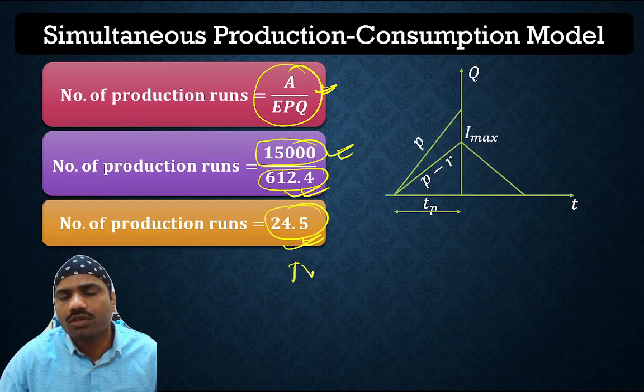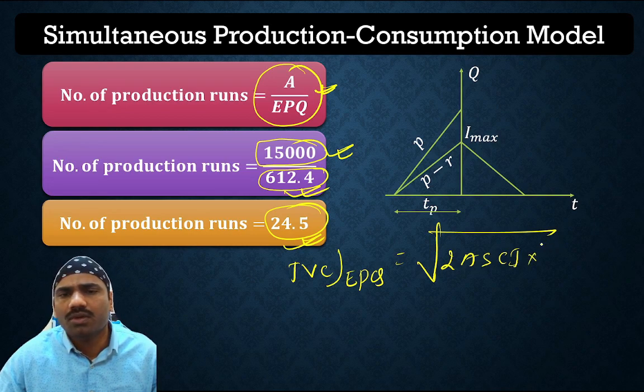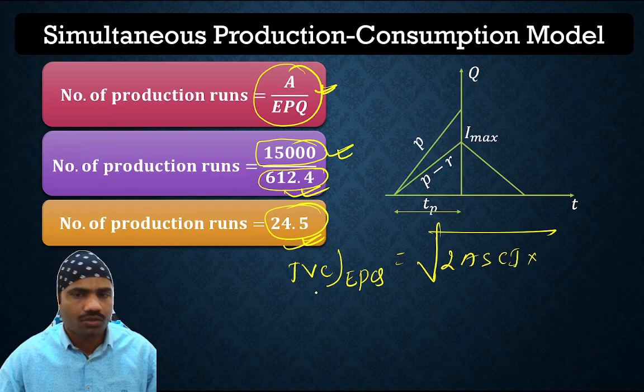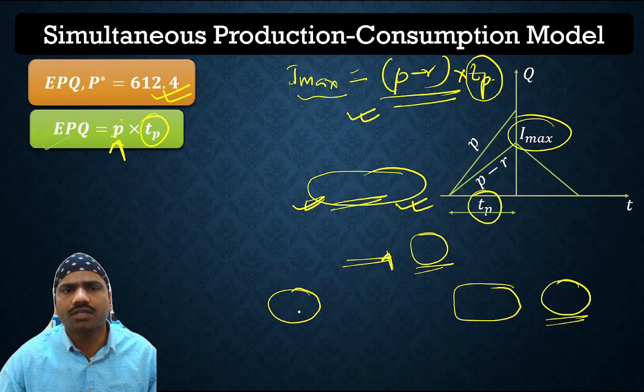Now we will find the total variable cost at EPQ, and we have the formula: the square root of 2AS CI into P minus R by P. We have seen this formula and discussed it over here.